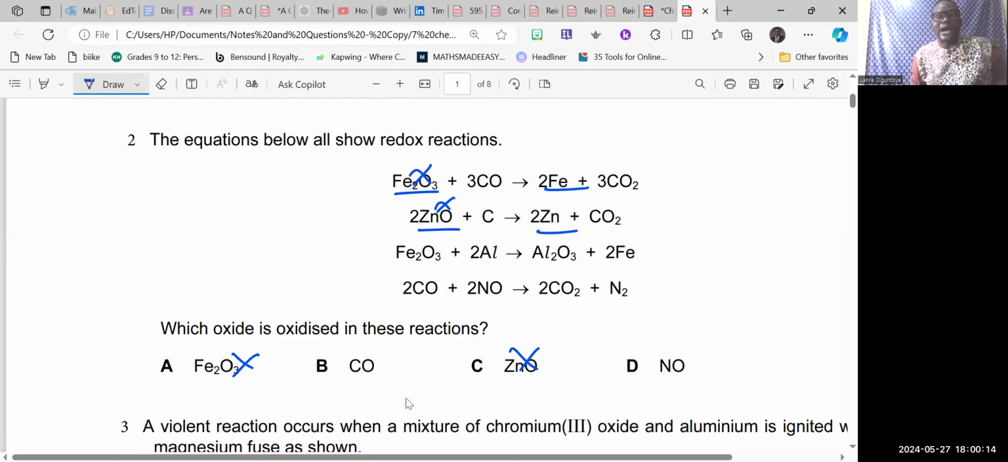So I'm looking at this guy. What has happened to it? It has been oxidized. So my answer is what? B. Can you see? So you may think that you want to do oxidation number for all of these.